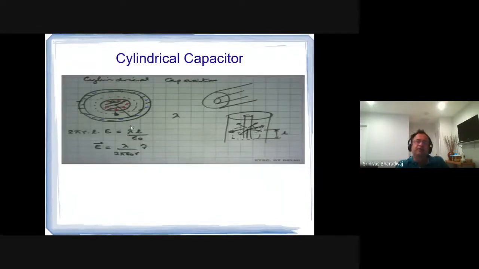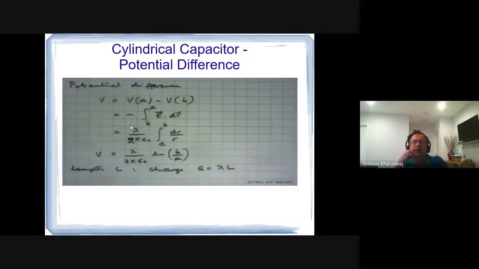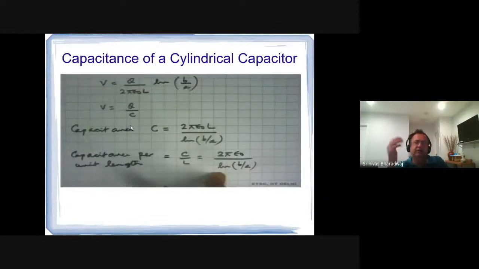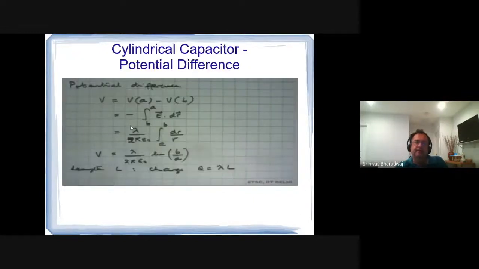So now E dot dr will give you the V, right? dV by dr is E, so E dot dr will give you V. So now when you integrate E dot dr, you end up with lambda by 2 pi epsilon naught ln B by A, right? Therefore, that produces your corresponding V, right?